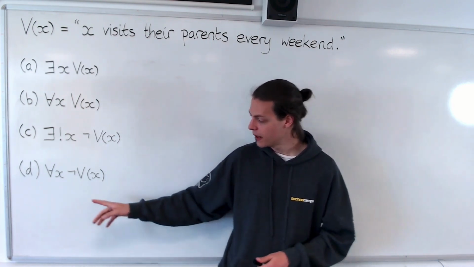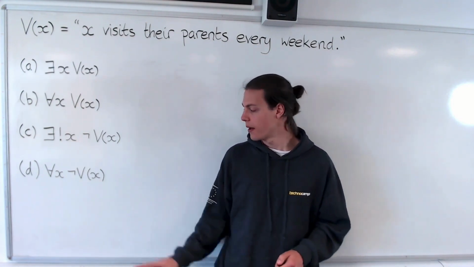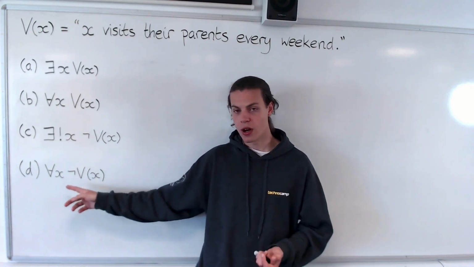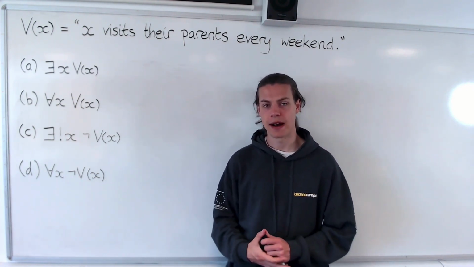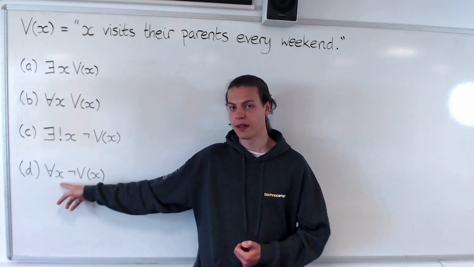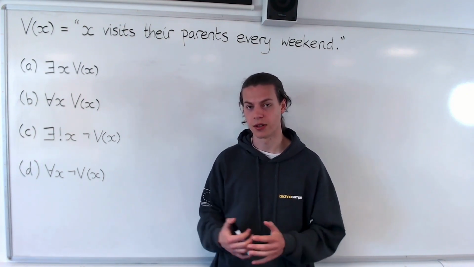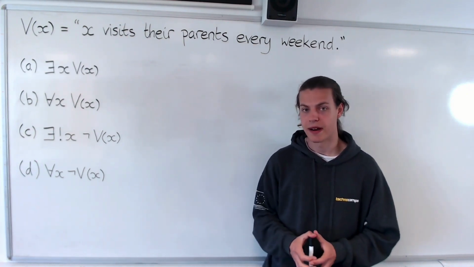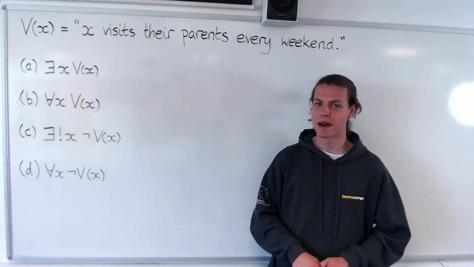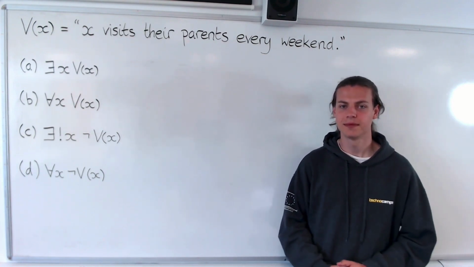And finally, for all x, it is not the case that V of x is true. So no student visits their parents every weekend, right? For all x, V of x is not true. So every student, it is not true that they visit their parents every weekend. No student visits their parents every weekend. And we're done.